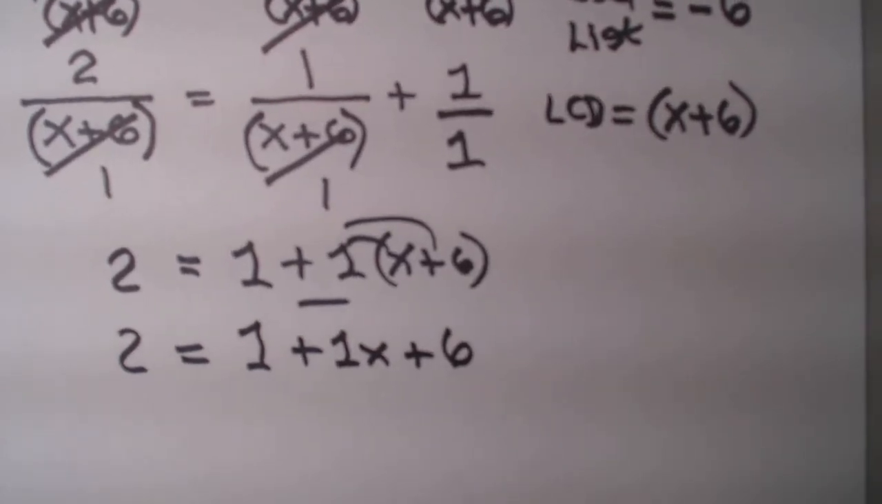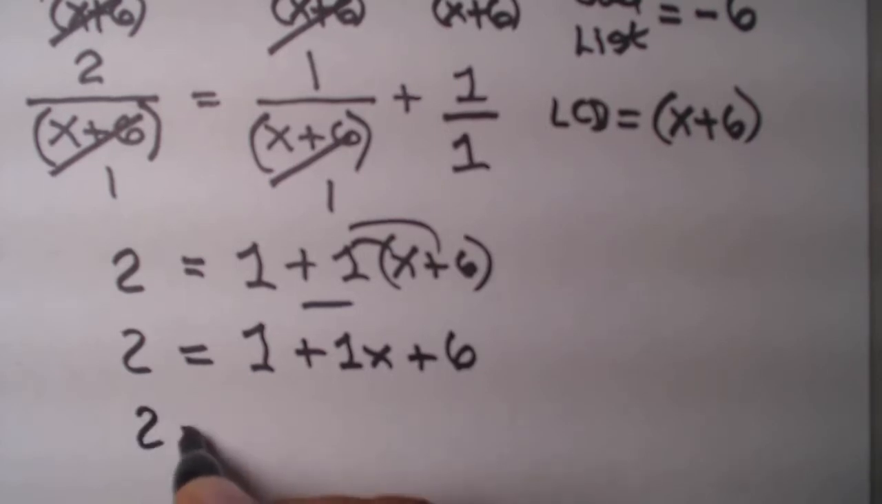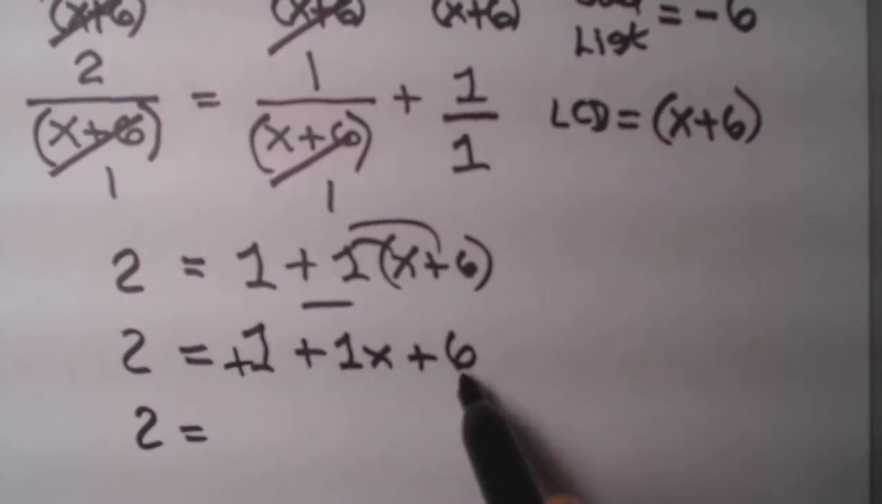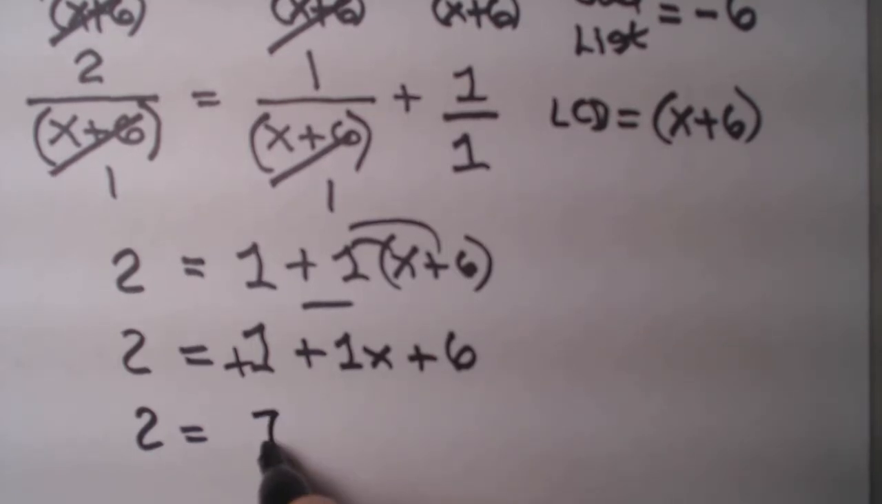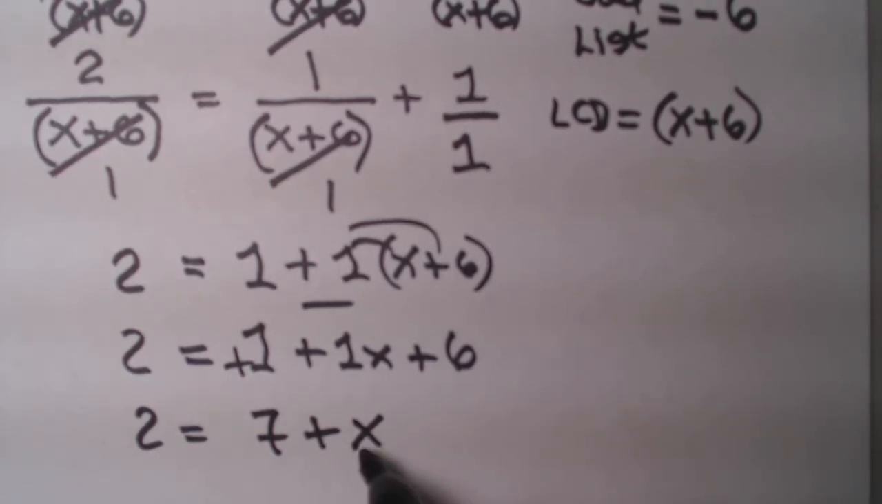Okay, well, clean it up a little bit further. Combine those plain numbers. 2 equals, let's see, this is officially a plus 1 and a plus 6. So I'll make it 7 plus x. You could keep the 1 there, or since it's only a 1, you can drop it off. Now, we want to solve this thing. Notice I'm solving for x and it's on the wrong side.